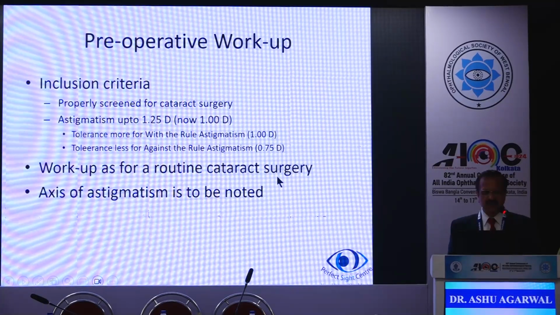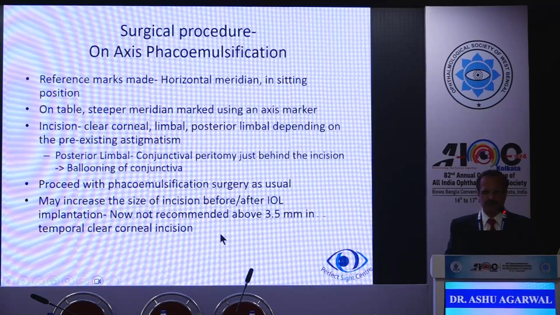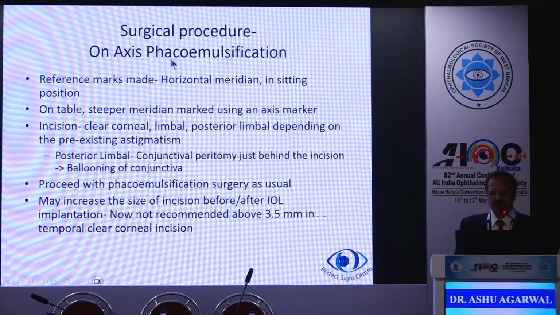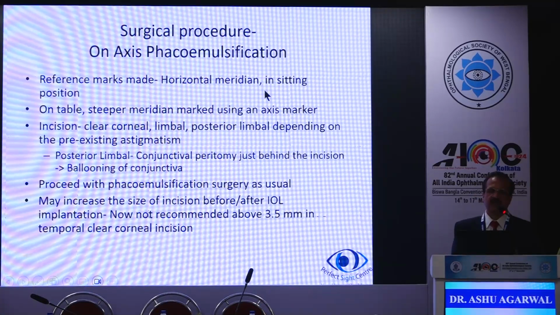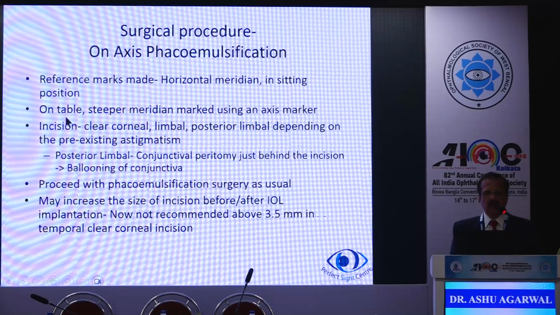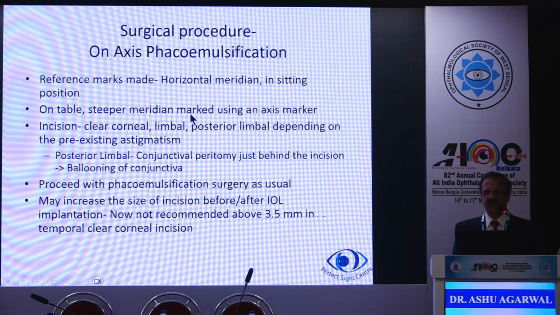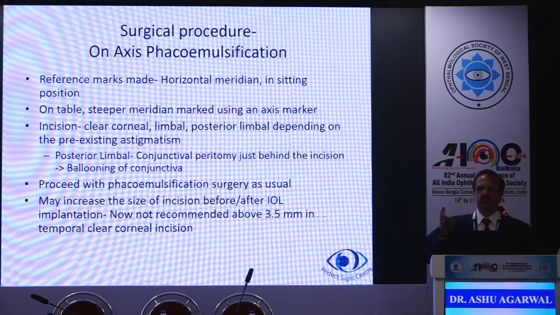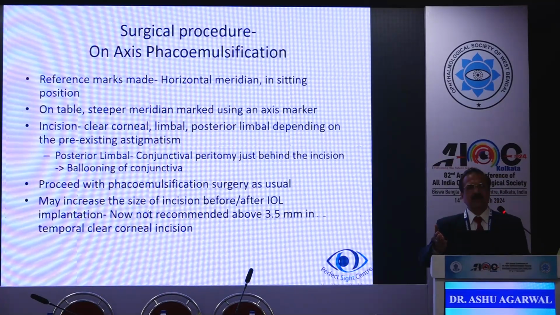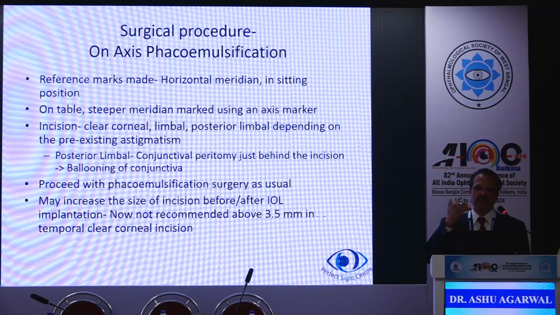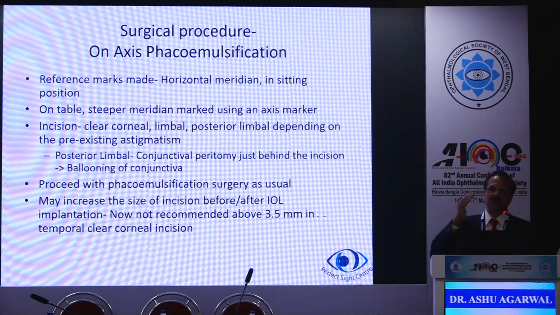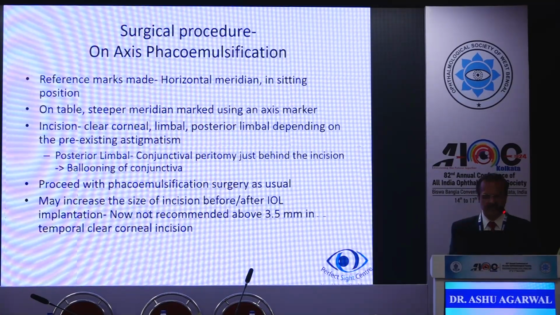Workup is as for a routine cataract surgery, and the axis of astigmatism is to be noted. On the specific procedure, reference marks are made in the horizontal meridian in the sitting position, like for any toric IOL or toric ICL. On table, what we do is the steeper meridian is marked using an axis marker. Now, if you're doing an on-axis phacoemulsification as opposed to a toric IOL implantation, there's a little more leeway, you don't have to be so precise, because you're trying to just improve the results and not trying to implant a toric IOL at a particular alignment.